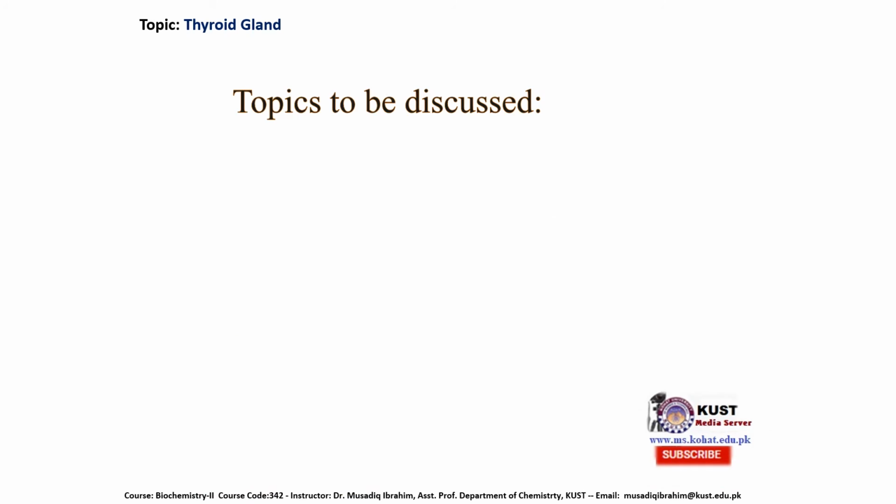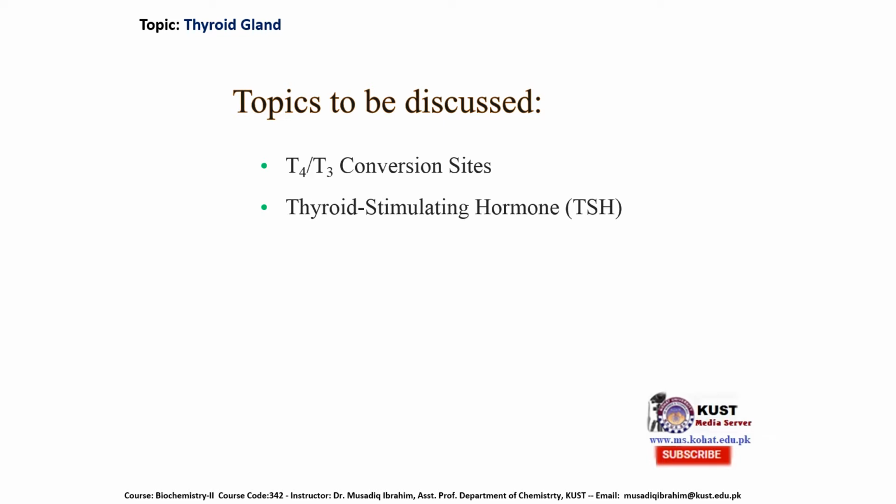So the topics which we will be discussing in this lecture will include the T4 T3 conversion sites, that is, where the conversion is taking place between these two hormones of the thyroid gland. The thyroid stimulating hormone, which is also known as TSH, is the hormone which stimulates the thyroid gland to in turn secrete the T4 and T3 hormones. The TSH cyclic AMP, where AMP stands for adenosine monophosphate.